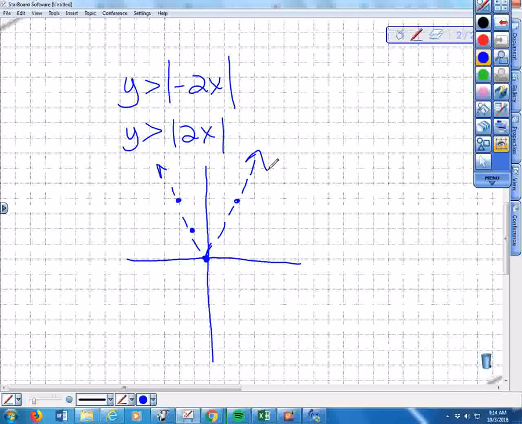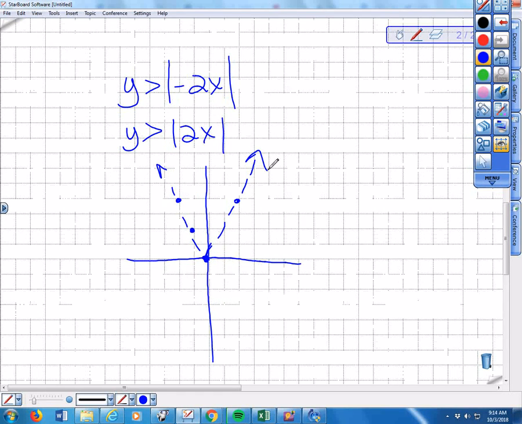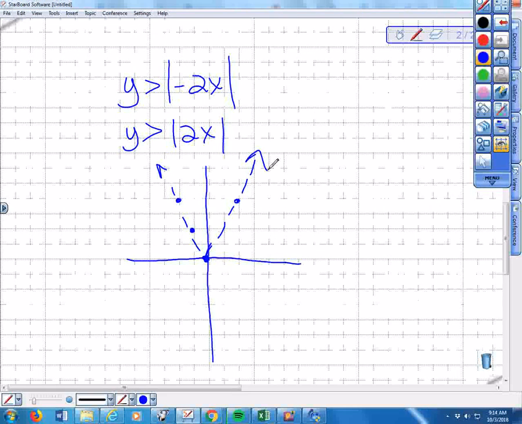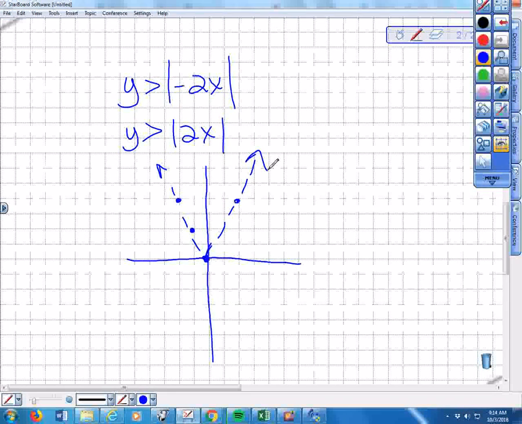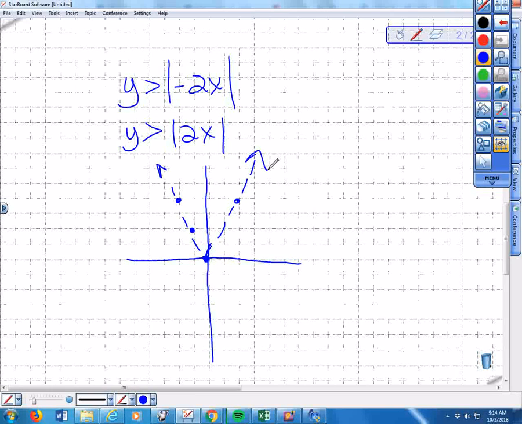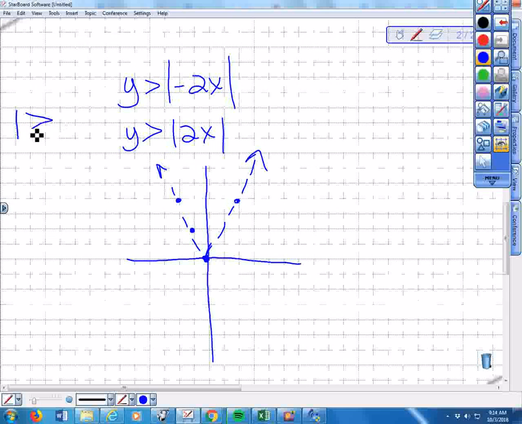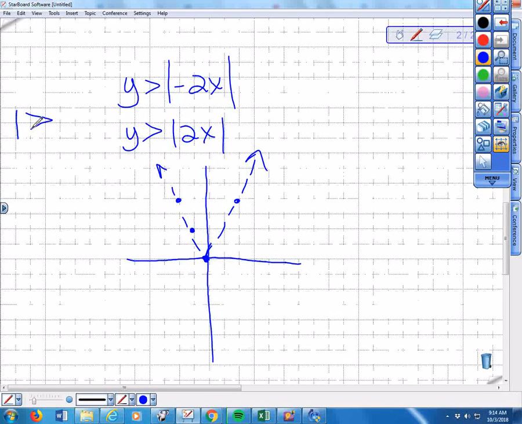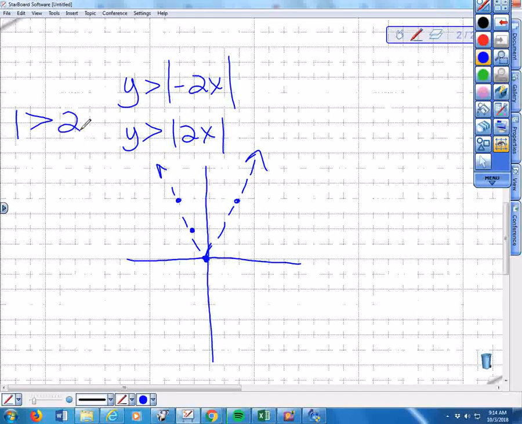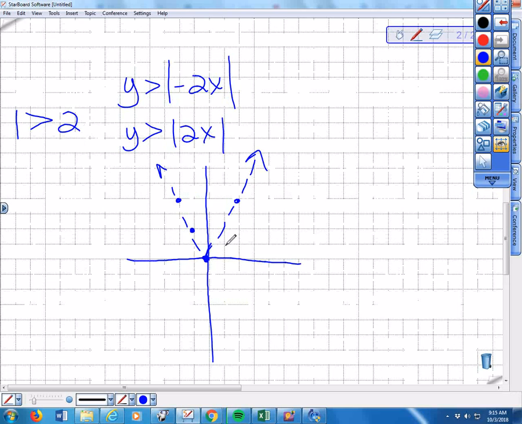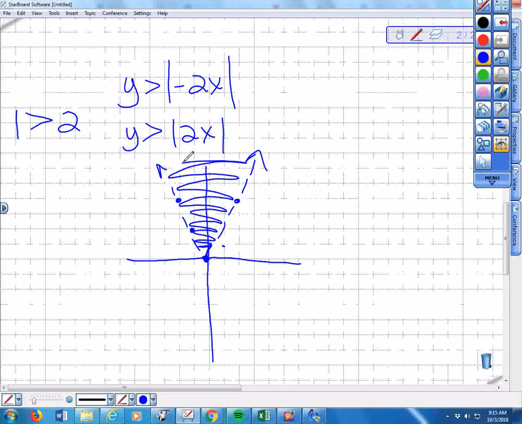And now I have to figure out where to shade. Well, this is difficult because 0, 0 is on this graph, right? So I can't use that point. I've got to pick a point that's not on the graph. So I'll just pick 1, 1. 1, 1 is not on this graph. So if I put 1, 1 in, is 1 greater than the absolute value of 2 times 1? Just 2. Is 1 greater than 2? No. So this point 1, 1 is not included. So it's everything on the inside that would be included.